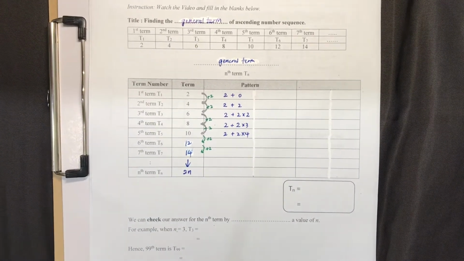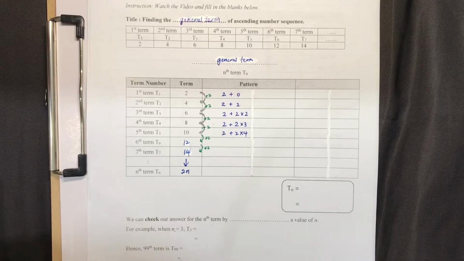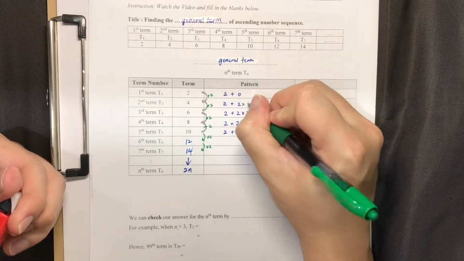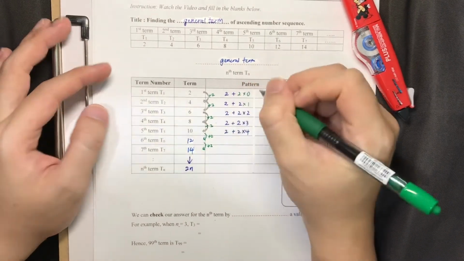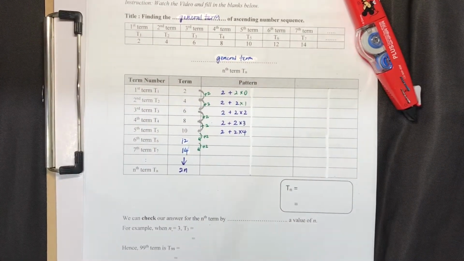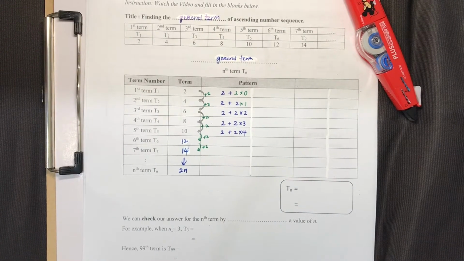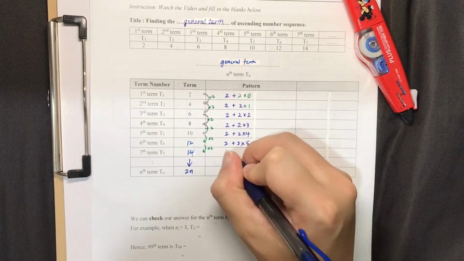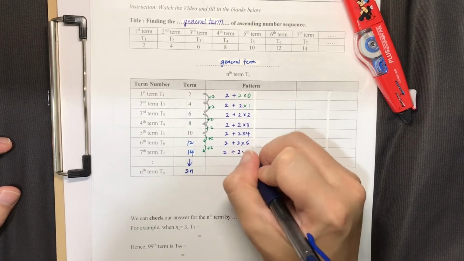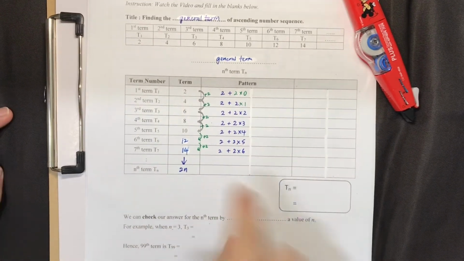Now let's fill in the blanks. Generally, this one over here is actually 2 plus 2 times 1. We add 2 one time. This one, we add 2 zero times, if you notice. So the next one is 2 plus 2 times 5, and the next one is 2 plus 2 times 6, which gives you 14.